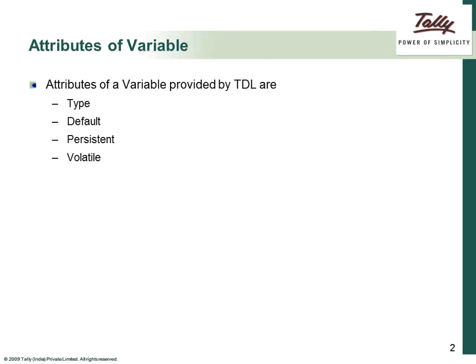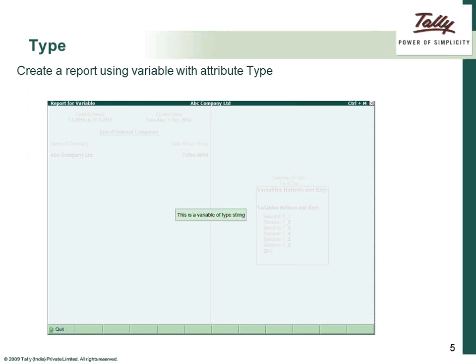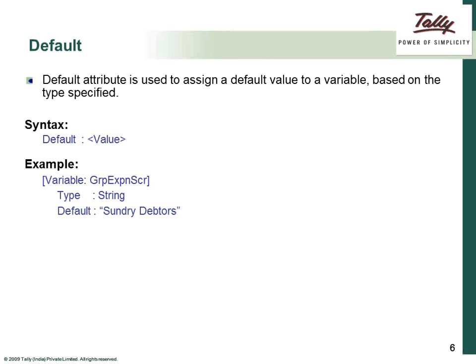So there were 4 basic variable attributes that we spoke about. We have default, we have type, we have persistent, and we have volatile. Type is to inform what type of data this particular variable would hold. This could be of type string, date, logical, amount, quantity, every data type that your field can consist of. Then we spoke about default.